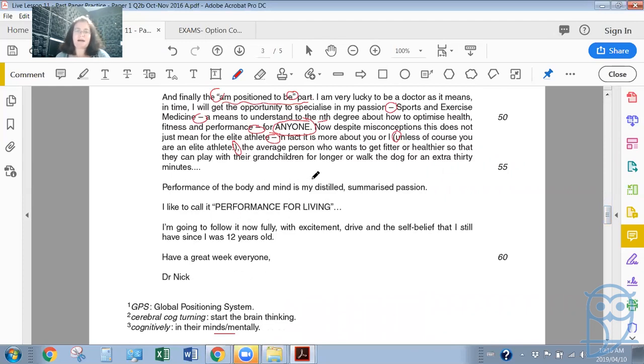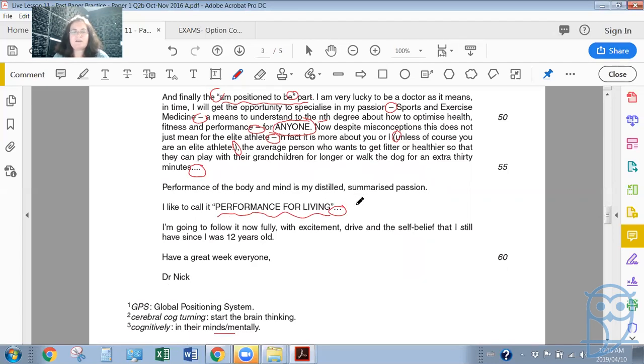Performance of the body and mind is my distilled, summarized passion. Something that is distilled is very strong. Okay. I like to call it performance for living. Okay, so this is what drives him, this idea, performance for living. And look, he's used ellipsis again to show a train of thought of some kind. He did it here as well.